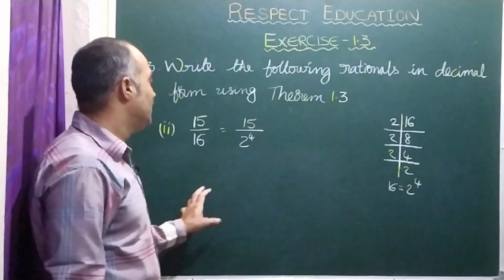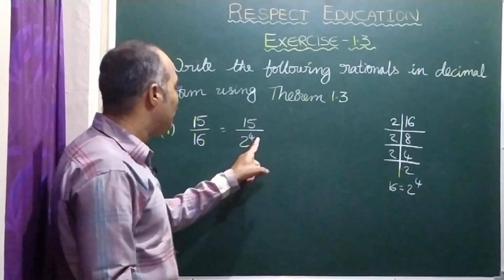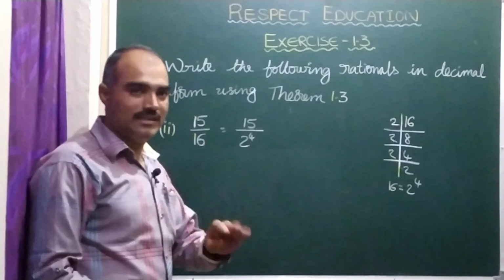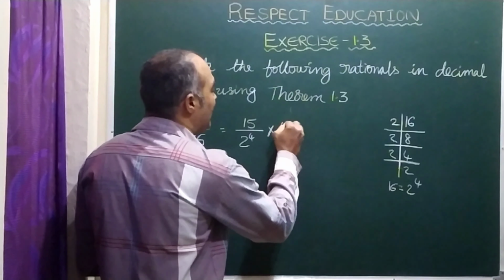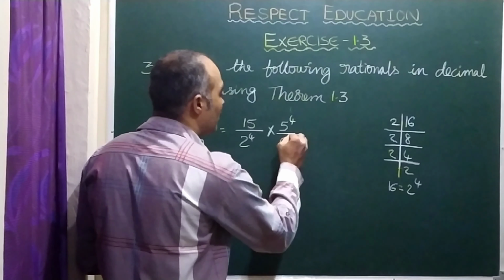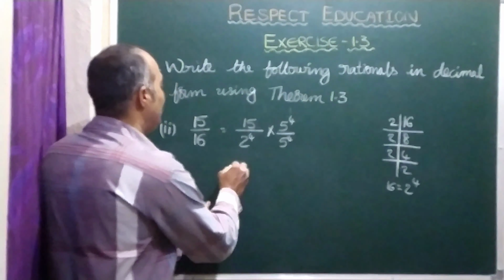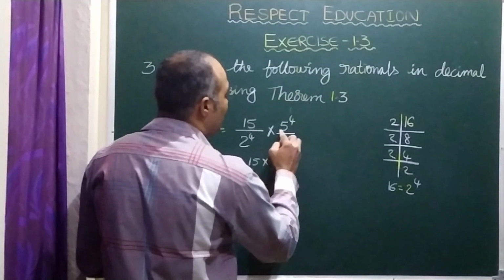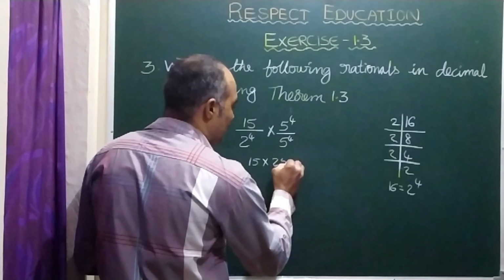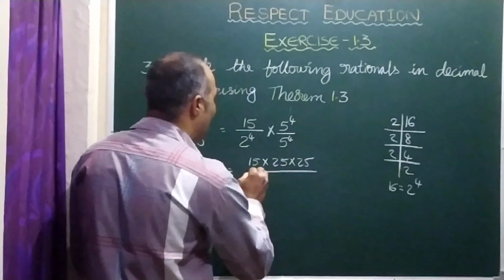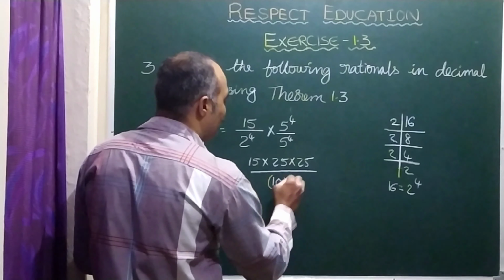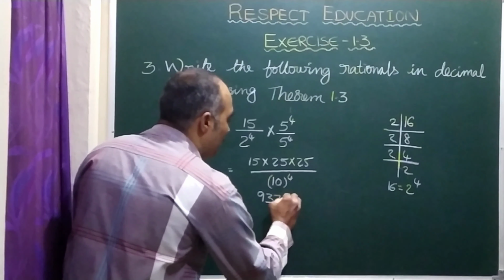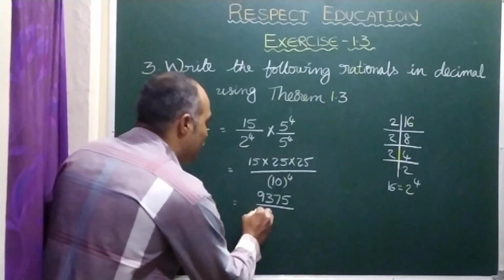As I told you, 2 has a friend 5. How many 5s are required? Those many 5s as there are 2s. How many 2s are there? 4 are there. So immediately multiply and divide with 5 power 4. So here it is 15 into 5 power 4. For our calculation we are doing 5 square into 5 square, children. 5 square is 25, one more 5 square is 25, and the denominator is 2 5s are 10, 10 power 4. If you multiply, you will get 9375 by 10 power 4, that means 1 followed by 4 zeros.